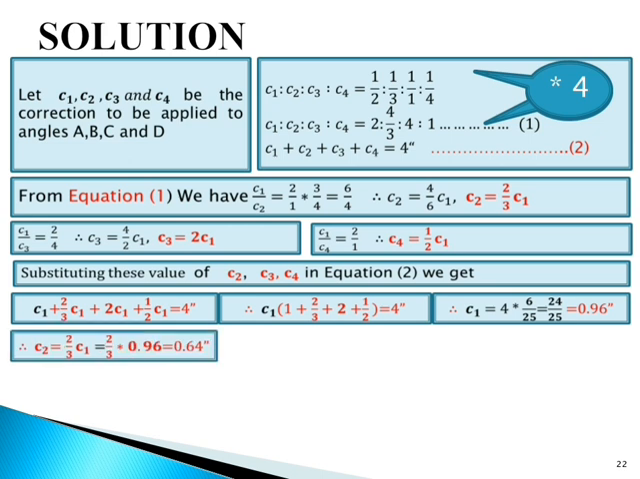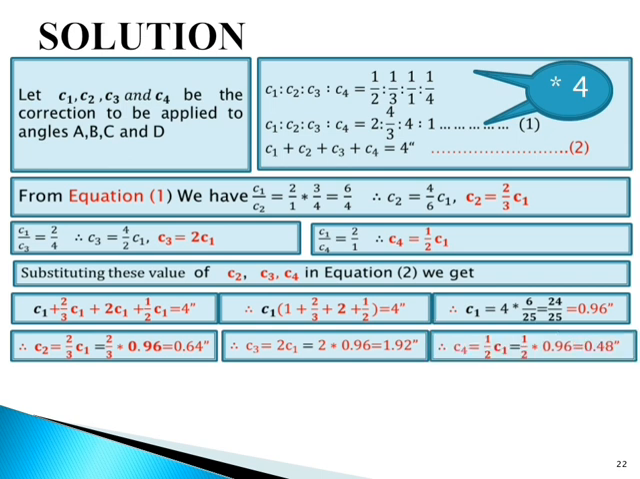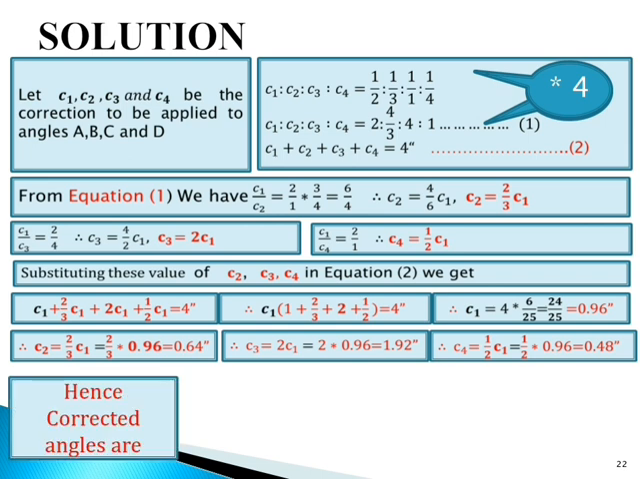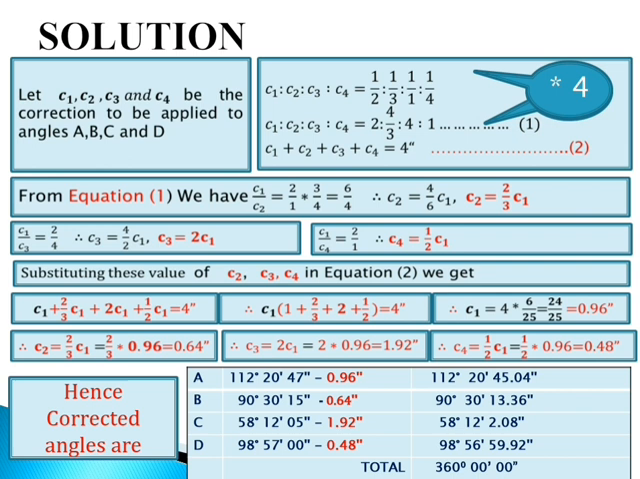Therefore C2 is equal to 2 by 3 C1. So putting the value of C1, 2 by 3 into 0.96 is equal to 0.64 seconds. Same as C3 is equal to 2 C1. So 2 into 0.96, our answer will be 1.92 seconds. And lastly C4 is equal to 1 half C1. So it is 1 half into 0.96, which is 0.48 seconds. So hence the corrected angles: A is equal to 112 degree 20 minute 47 second minus 0.96 seconds.